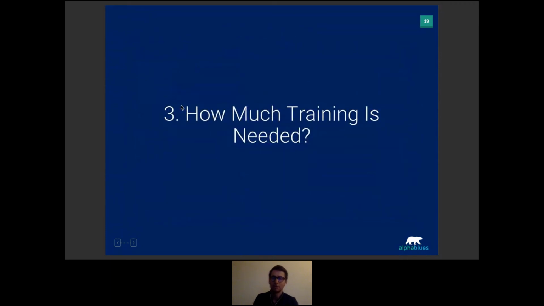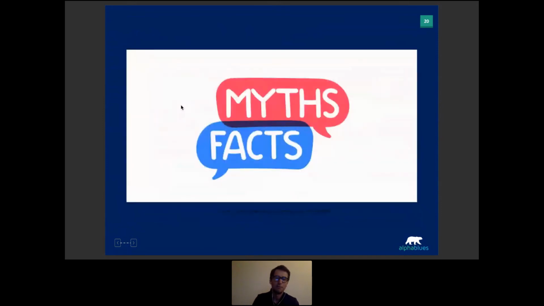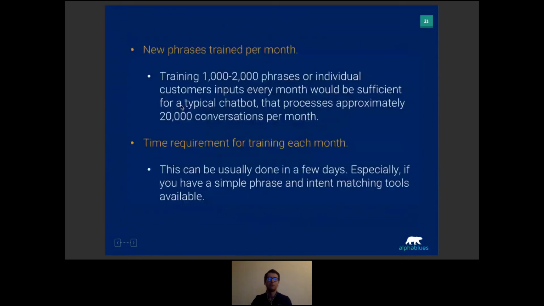And also, last but not least, one thing we get asked a lot is how much training is needed. You have a lot of myths here, such as that training the AI is full-time work for one person who does nothing else all day long, or that you need to outsource it to 50-person teams. I think it's a huge myth, because what we're seeing is that if you have a bot with about 20,000 conversations per month, then training 1,000 phrases each month, or up to 2,000, is sufficient, right?